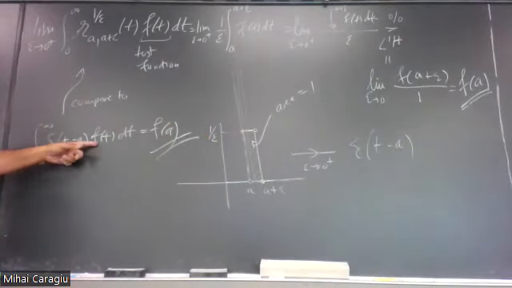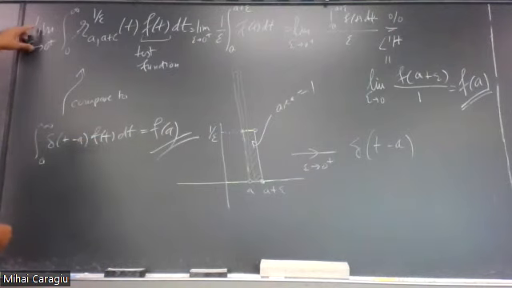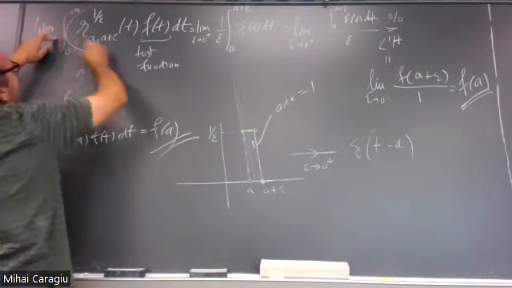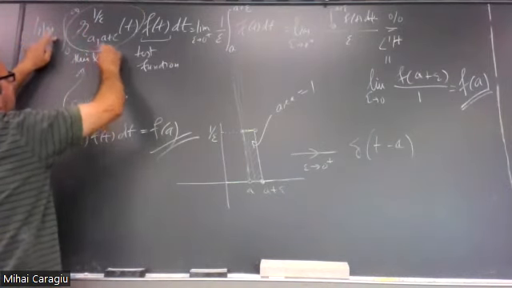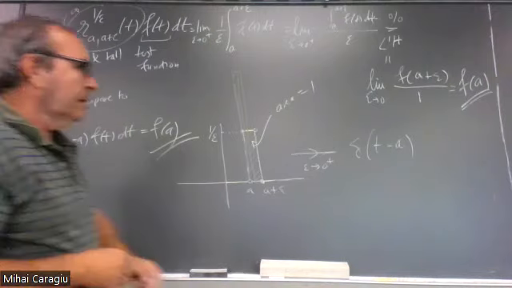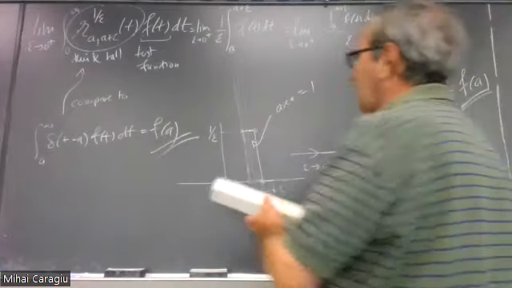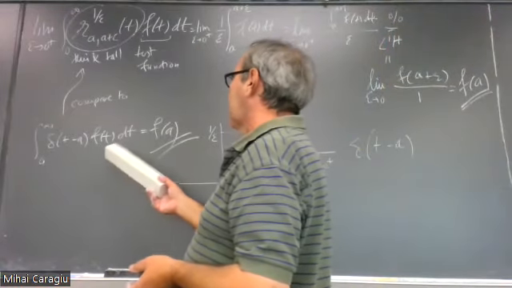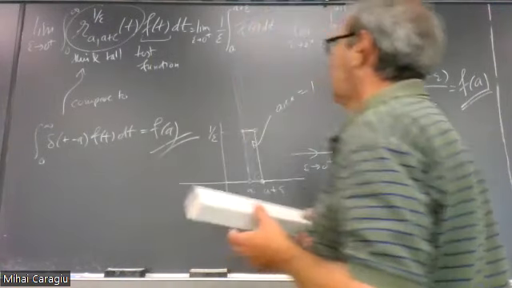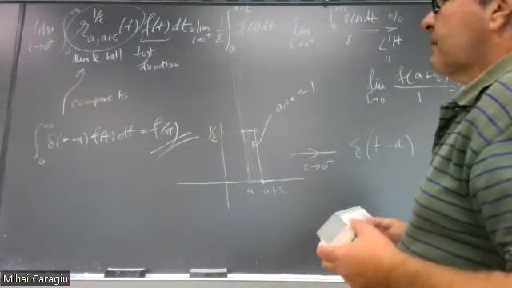Delta of t minus a dt gives the same effect as the limit when epsilon approaches 0 plus of the integral from 0 to infinity of those thin and tall rectangles with area 1. So the thinner and the taller they get, the closer the approximation of the delta function. So that's very important. The most important formula: the integral from 0 to infinity of delta of t minus a times f of t dt is f of a, introduced by this approximation with rectangles. Now let's try to find the Laplace transform of the delta function.